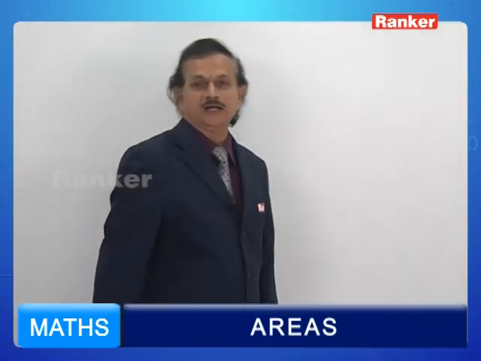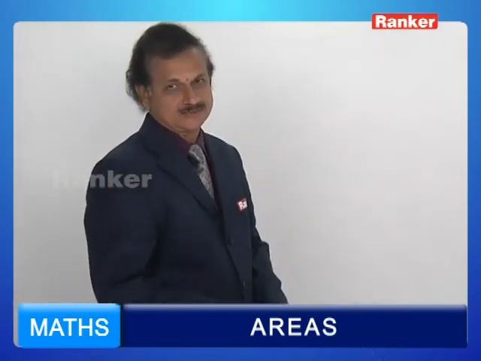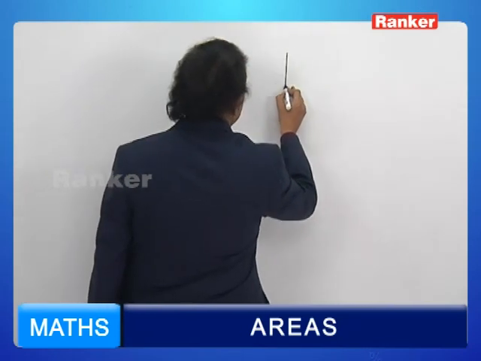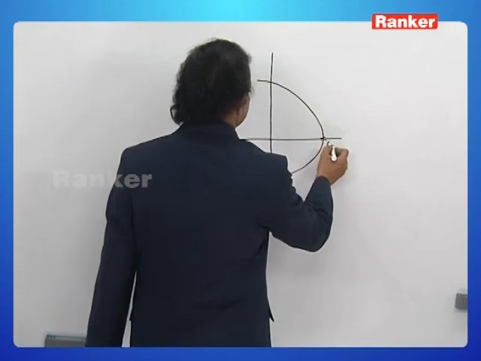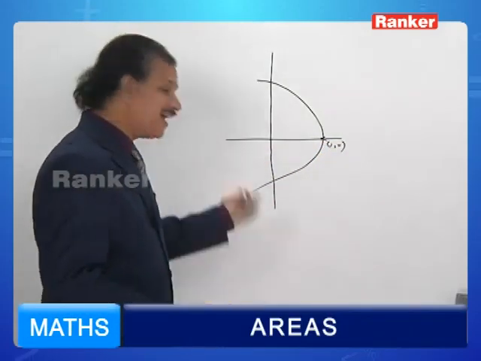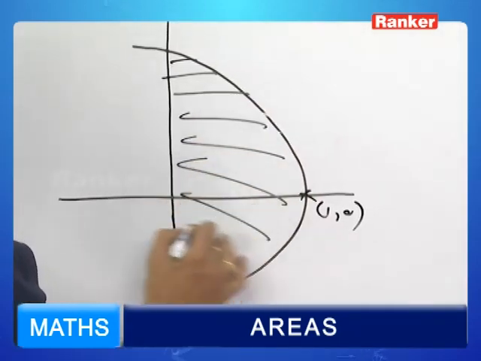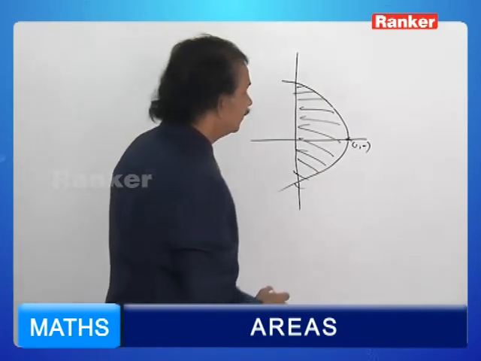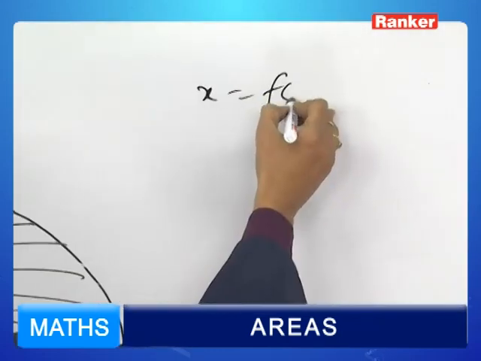Right. So far we have observed the areas above the x-axis. In a particular case, you observe this figure. This is a parabola, of course, having vertex at 1, 0. Find the area between the y-axis and this curve. In what way should we proceed? You must be able to write x is equal to f of y.